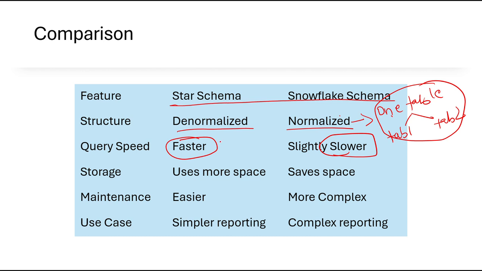The star schema is faster. The star schema uses more space, while the snowflake saves space. In the star schema the maintenance is easy, and in the snowflake the maintenance is more complex. The star schema is for simpler reporting, and the snowflake is for complex reporting.